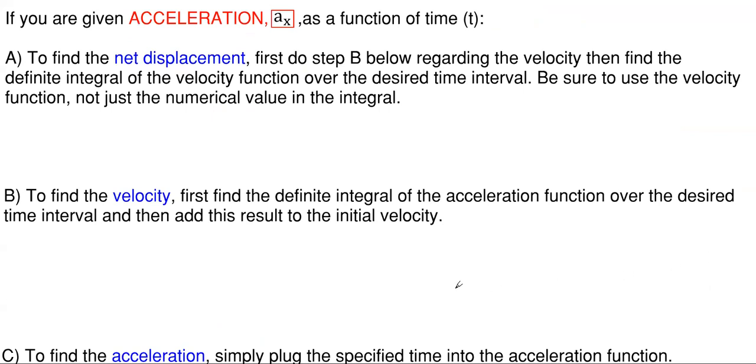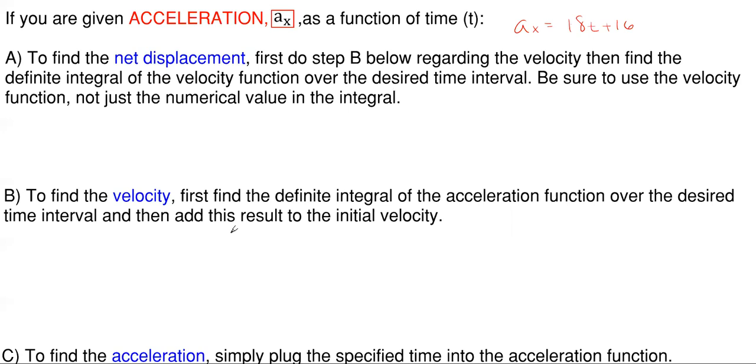And let's say this time you're given acceleration, a sub x, as a function of time. So once again, this may be something that looks like, let's see, 18t plus 16 or something like this. Some kind of function with respect to time. So in order to find your net displacement, you first have to find the velocity. So let's go down here and let's see what happens. To find the velocity, you first find the definite integral of the acceleration function over the desired time interval, and then add the result to the initial velocity.